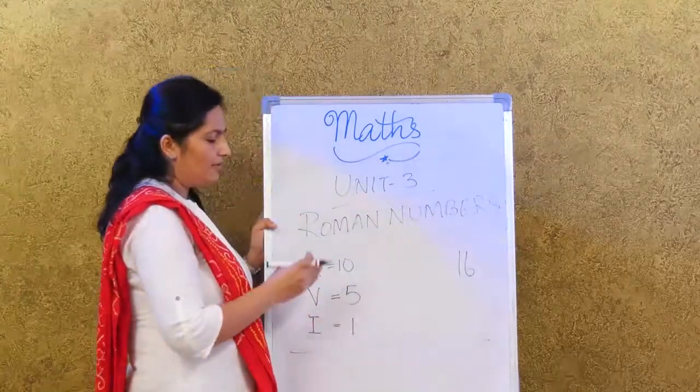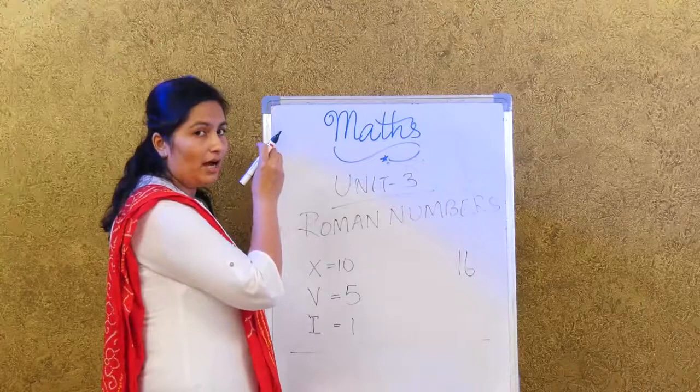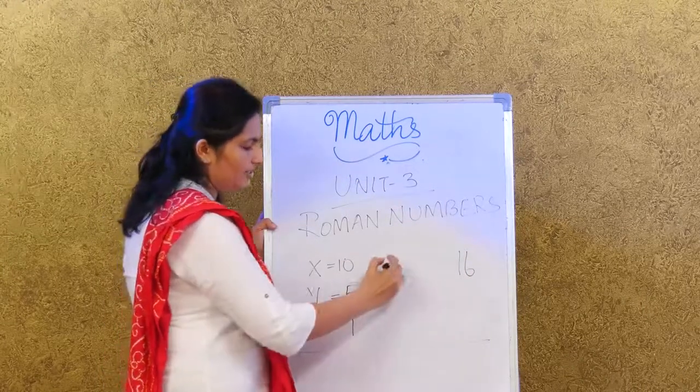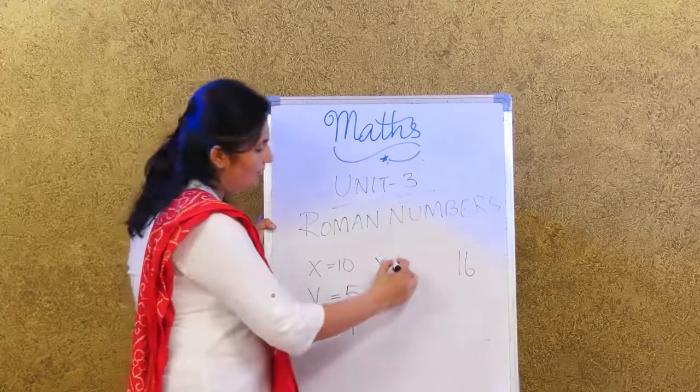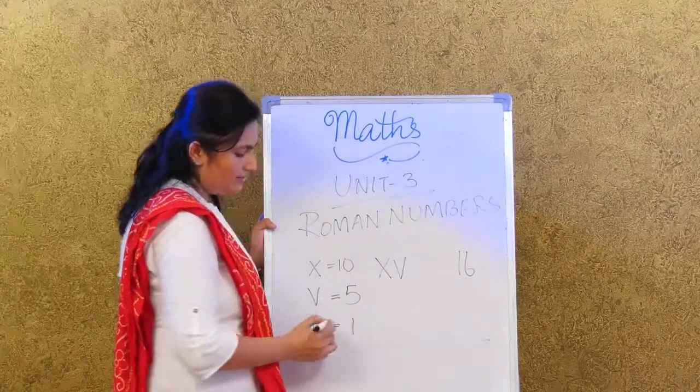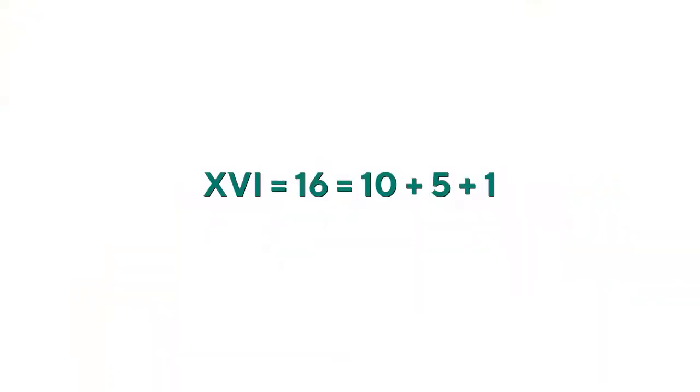So we are going to use these to form our number 16. We learned that we arrange from largest to smallest. So which is the largest? X. Then the next largest is V. Then is I. That is equal to 16. That is 10 plus 5 plus 1. That's the second rule.